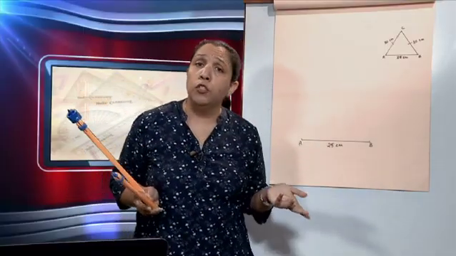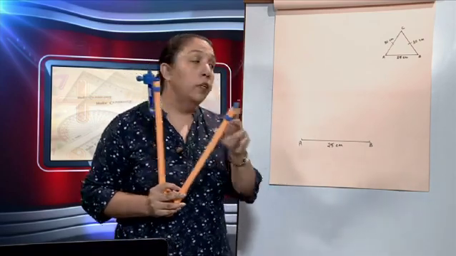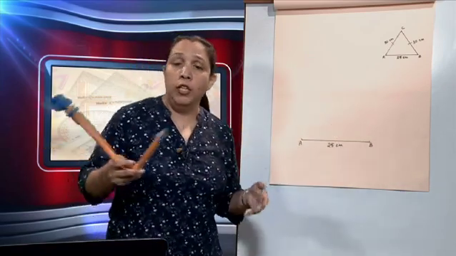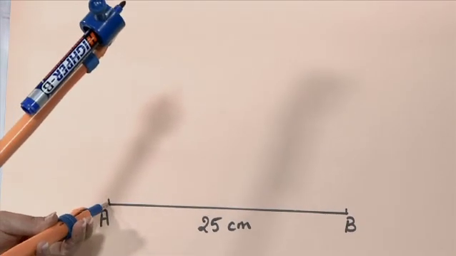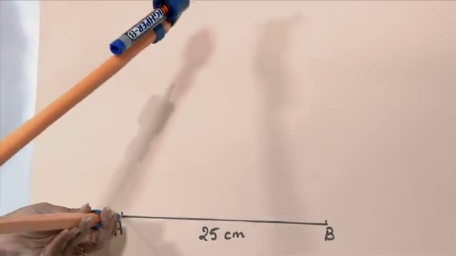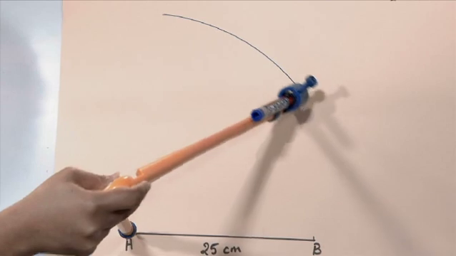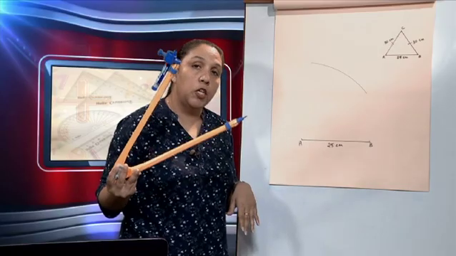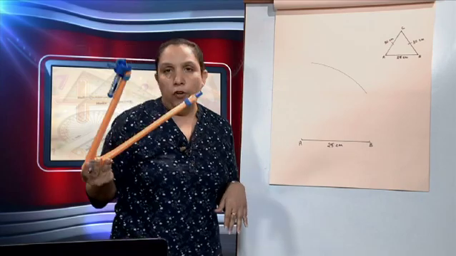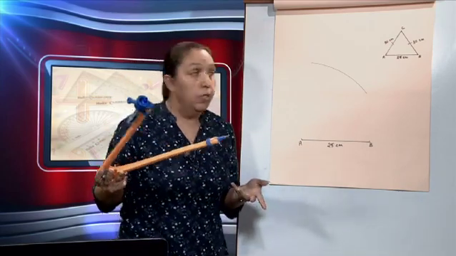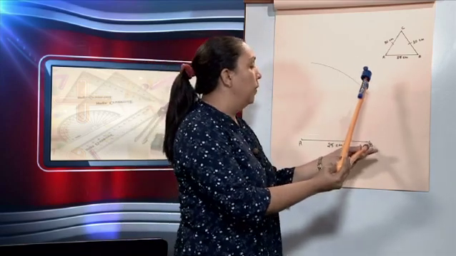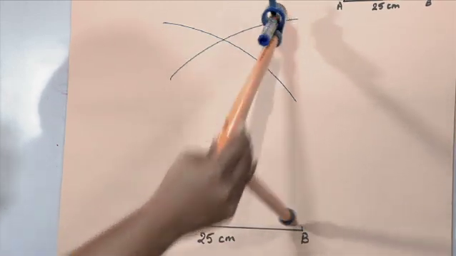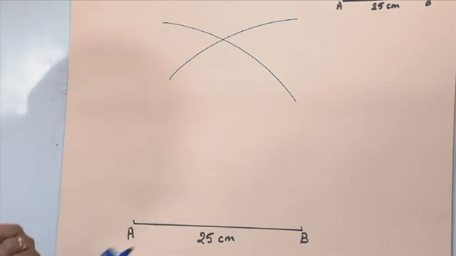Okay? And then what do we need to do? Well, you put that pointer on, you decide either A or B, the choice is yours. So let's say that I want to start on A. You put the pointer on A, and then what do you need to do? Well, you will draw an arc of 30 centimeters. And then, well, you keep that measurement. That's very important. If ever you don't keep it, you will need to measure again 30 centimeters, right? So now you put the pointer on B, and then you will draw another arc which will cut the first arc drawn.